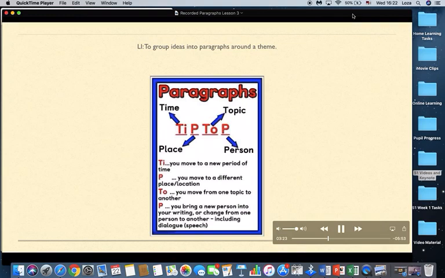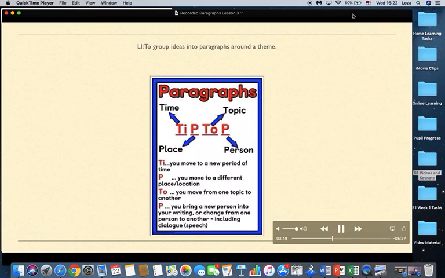TO for the beginning of top stands for topic. If you change the topic, then it means that you need to start a new paragraph. So for instance, if you're writing about a cat and you talk about where a cat lives, and then you change to the food that a cat eats, it means that you will need to start a new paragraph.